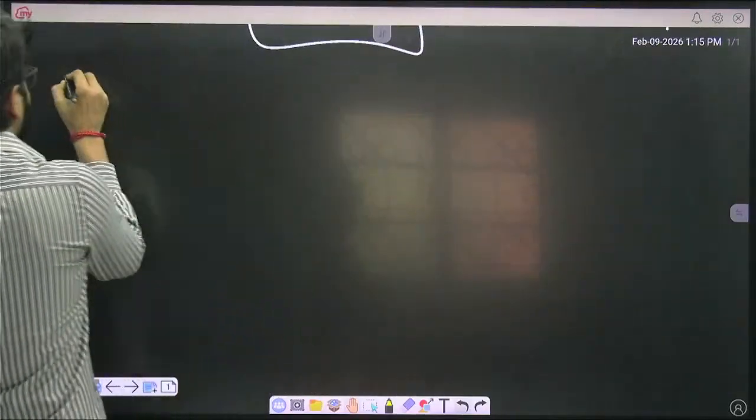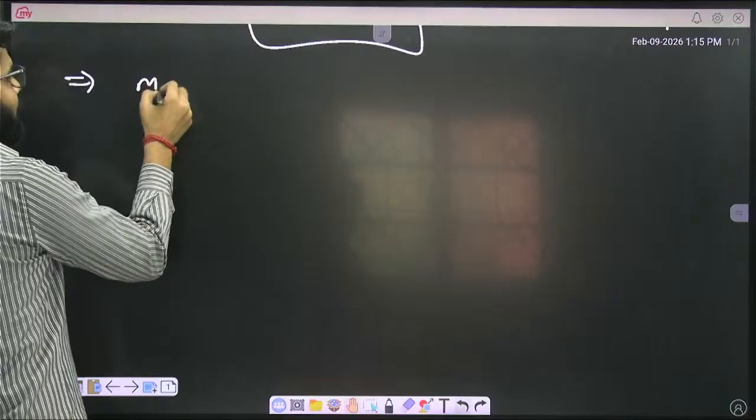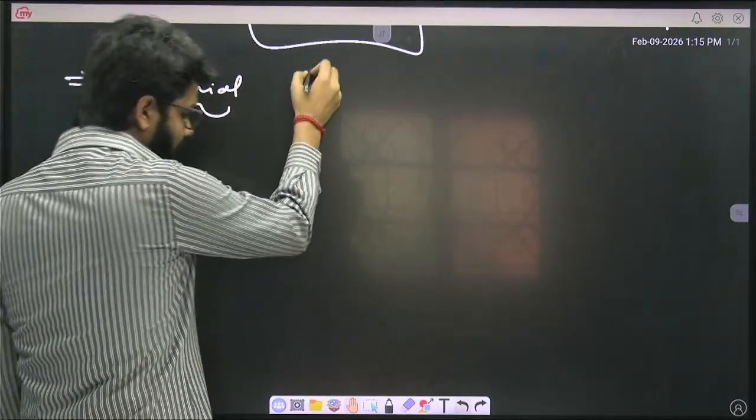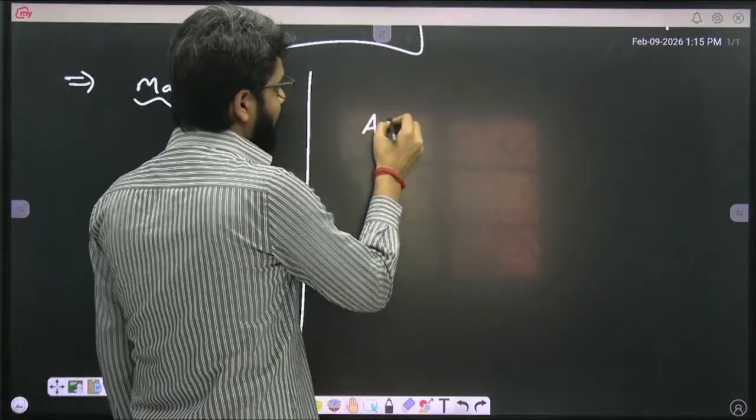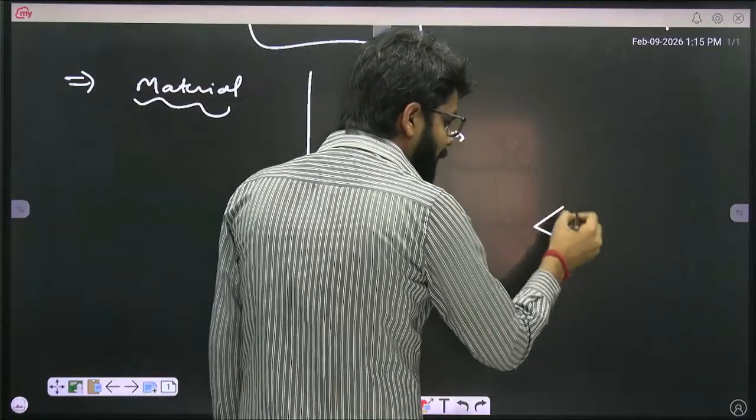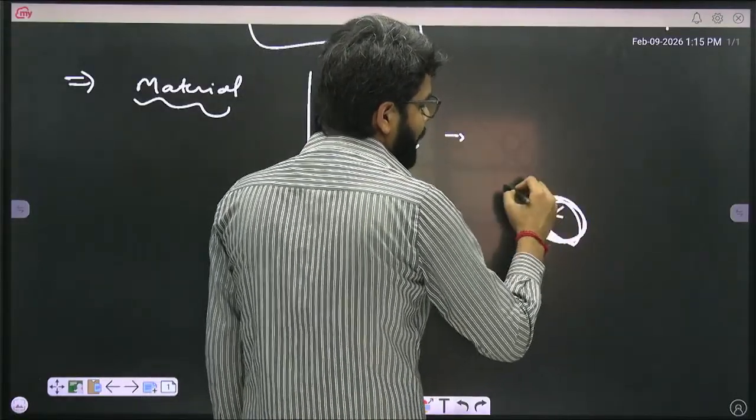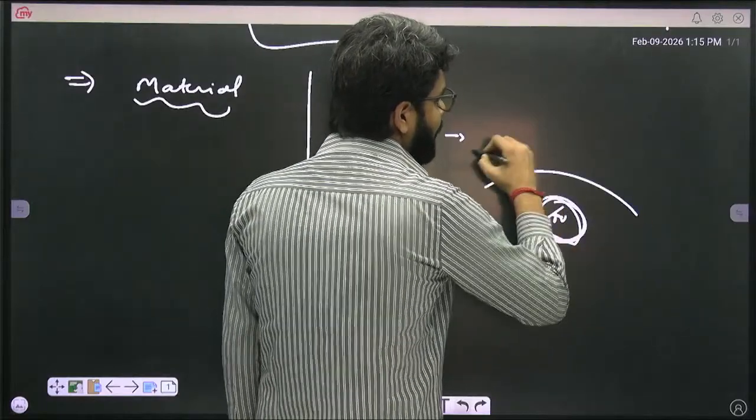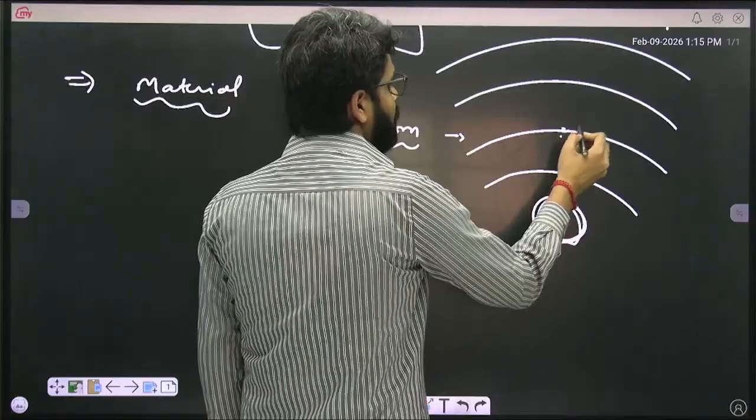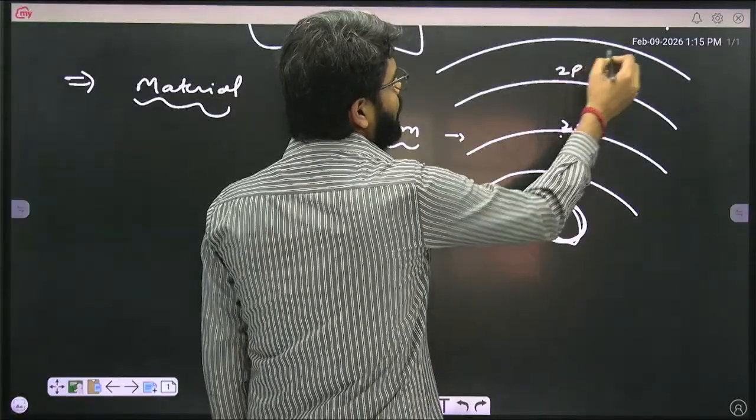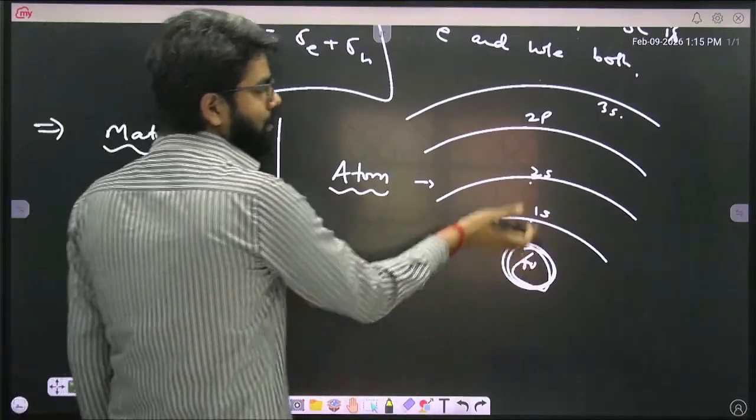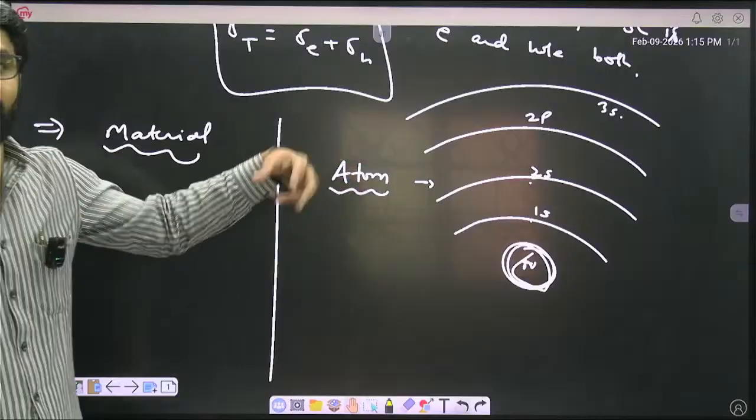Another thing is, now we understand the material. How is this material formed? We see that we have an atom, and in atoms we had discrete energy levels. Here is the nucleus, and then we have different energy levels: 1s, 2s, 2p, then 3s. So in atoms we have the nucleus, and then the different energy levels in which the electrons revolve around.